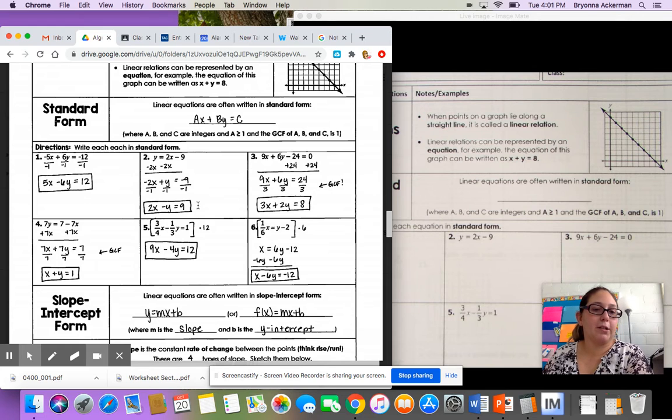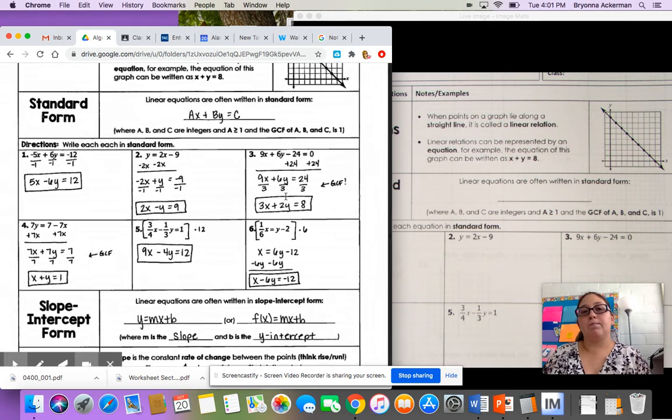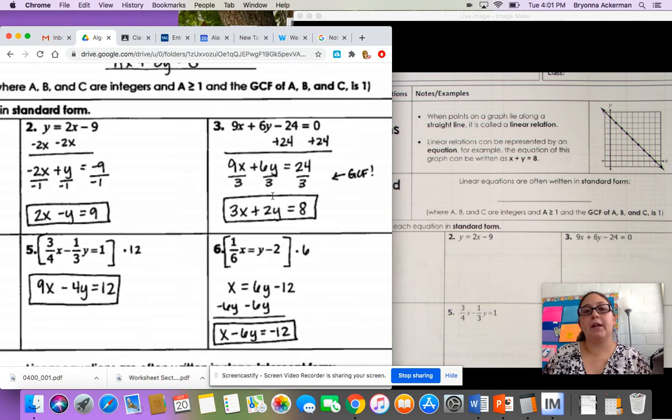The next question you want to ask yourself is, A, B, and C, are they reducible? So does that mean, is there a greatest common factor that can be taken out of all 3 of them? And so for number 2, there's not. But I want you to go ahead and look at number 3. And so number 3, we're going to move the 24 over because we want ax plus by equals c. So we want the c on the other side. So we're going to add 24 to the other side to move it over. We then get 9x plus 6y equals 24.